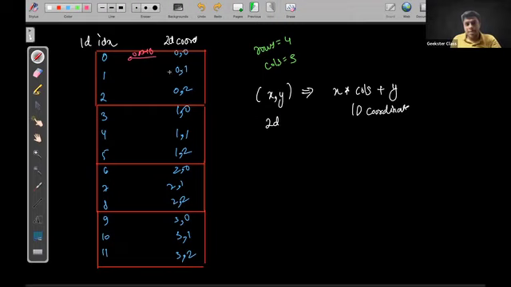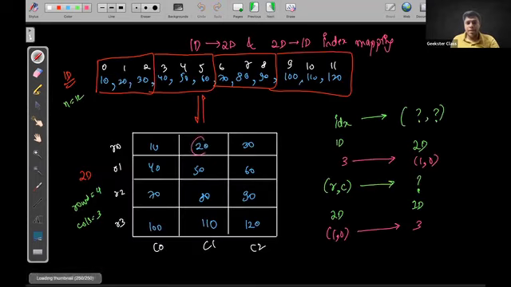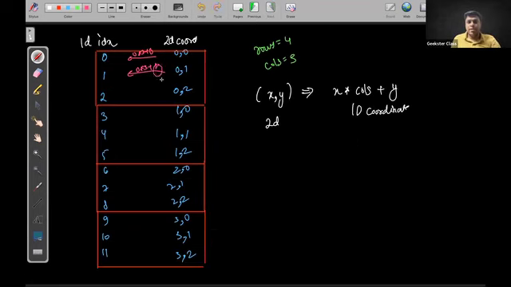0 columns. 0 into 3 plus 1. How many rows you have jumped? 0 rows. How many columns you have jumped? 1 column. For getting to this element, how many rows you have jumped? No rows. How many columns? 1 column. So 0 into 3 plus 1.